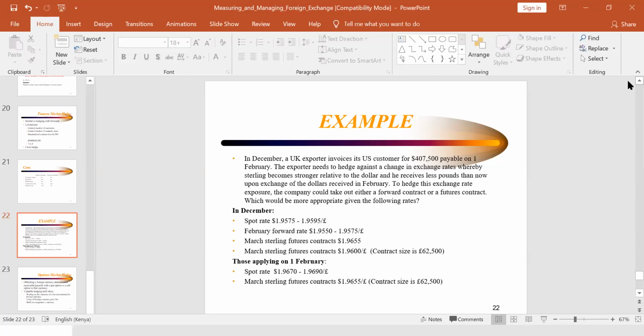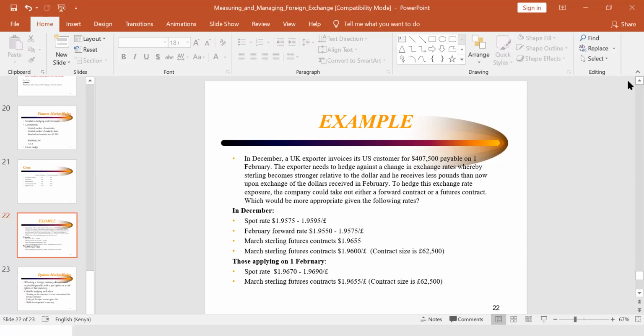So in February, when the transaction is maturing, the spot rate in February is 1.9670 to 1.9690. Then the future contract rate is 1.9655. Standard size remains 62,500. So you need to advise this company whether it should consider forward rates, or opt for future contracts. That is what we need to advise the company.